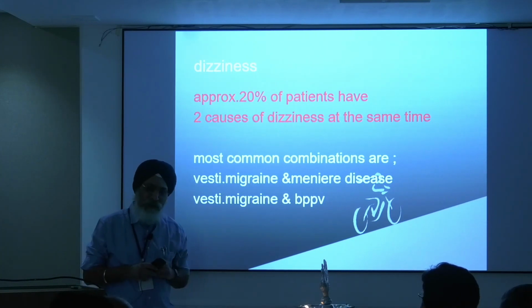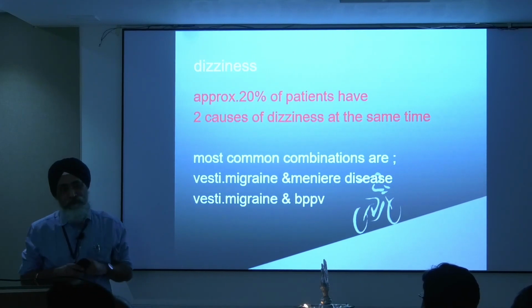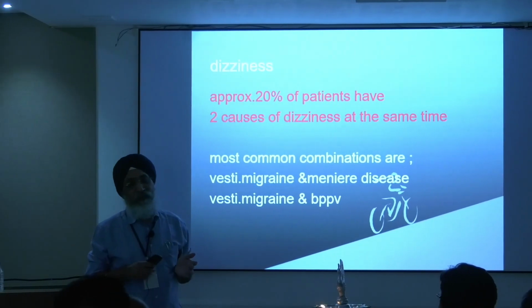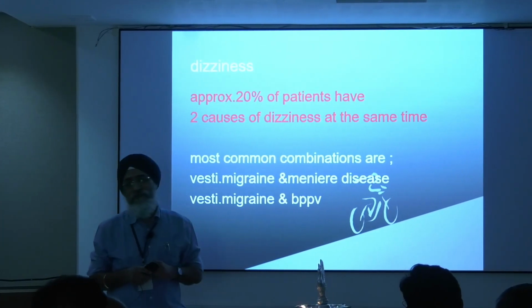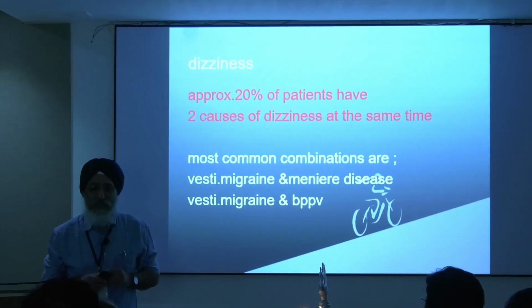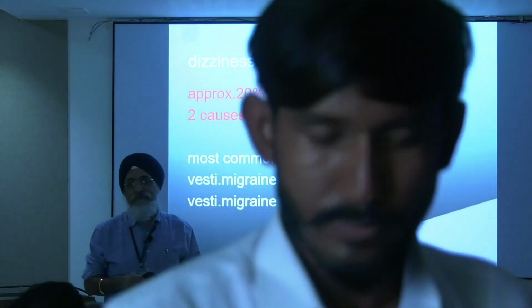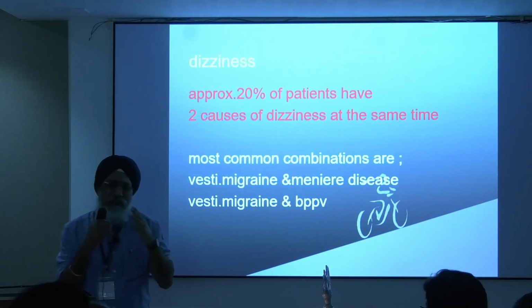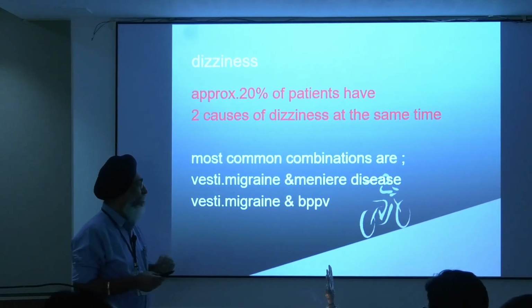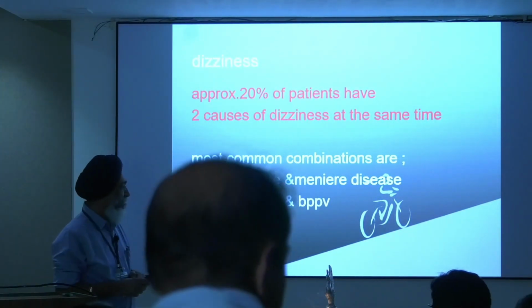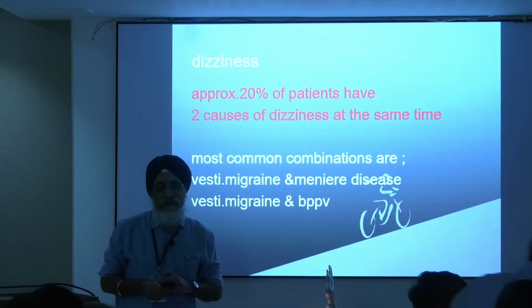There is another point worth remembering: almost 20% of the cases with peripheral vertigo have another cause of dizziness. So you have treated one, let us say Meniere's or XYZ, and still the patient might have some complaint, one or the other, and he might be one of these cases. A lot of different permutation combinations are seen in the clinic, but the most common that I have seen are these two: migraines with Meniere's and migraines with benign peripheral vertigo. So I think these two messages are very important.